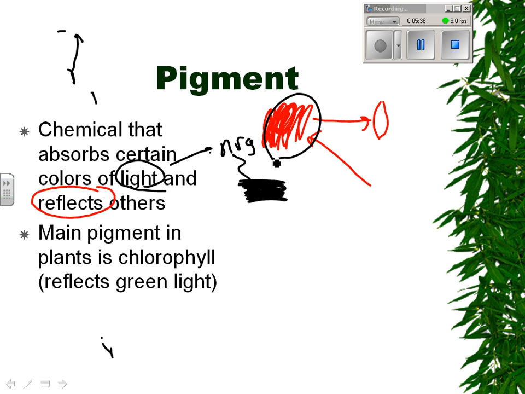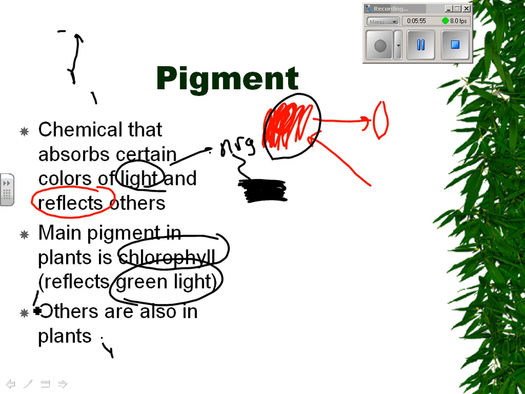In plants, the main pigment is chlorophyll, and you learned about chlorophyll back in elementary school. Chlorophyll absorbs most other colors and reflects green light. We're going to talk about that in some detail in class in the lab. And there are other pigments that are also in plants, and again, we'll talk about that in class also.